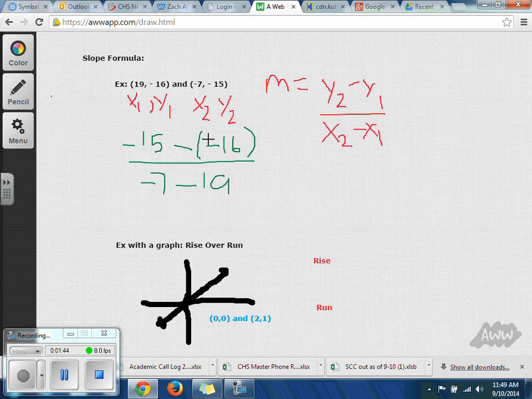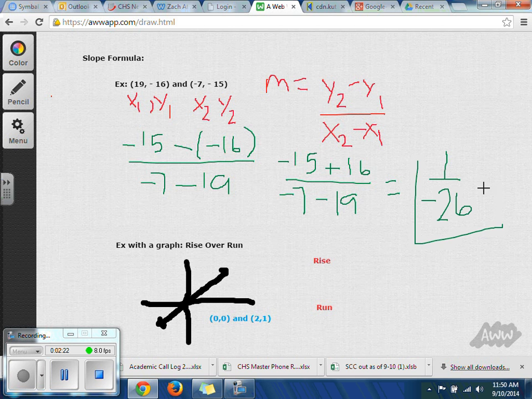Now that we have it plugged in, we're going to do our math operations. A negative times a negative makes a positive, so really this says negative 15 plus 16, divided by the bottom, negative 7 minus 19. Negative 15 plus 16 equals 1. And negative 7 combined with a negative 19 is a bigger negative number, 19 plus 7 is 26. And that is our slope.